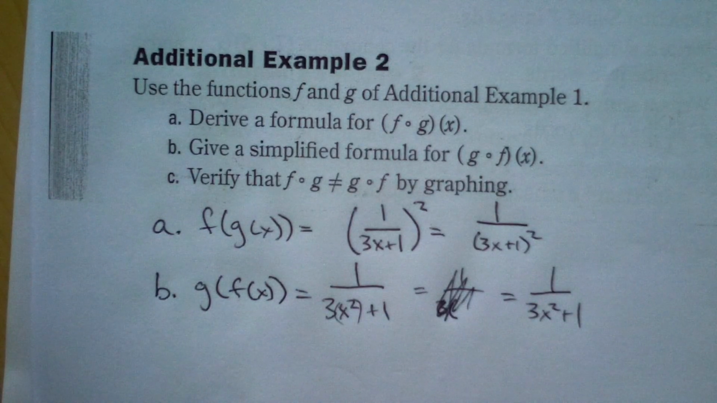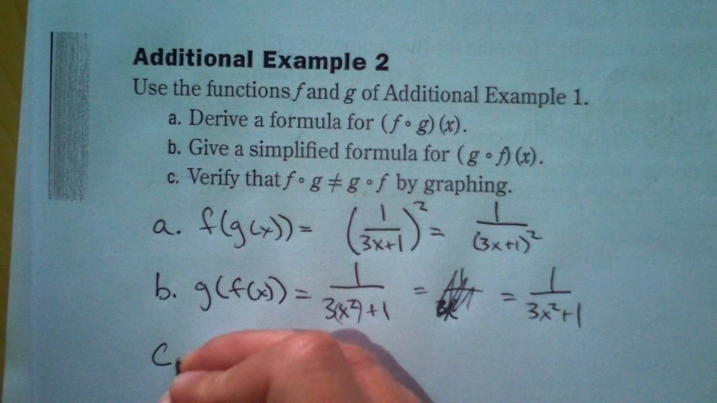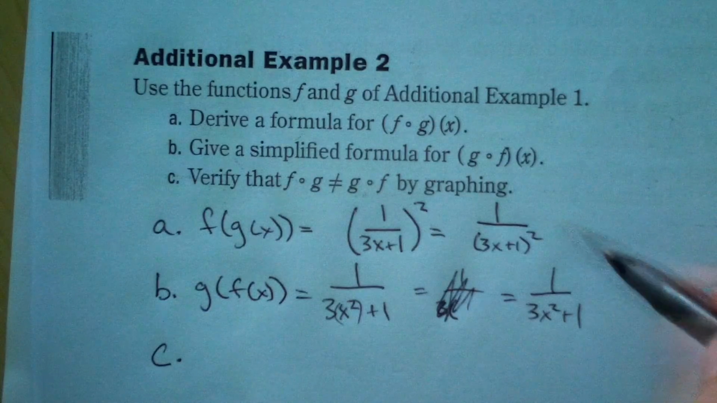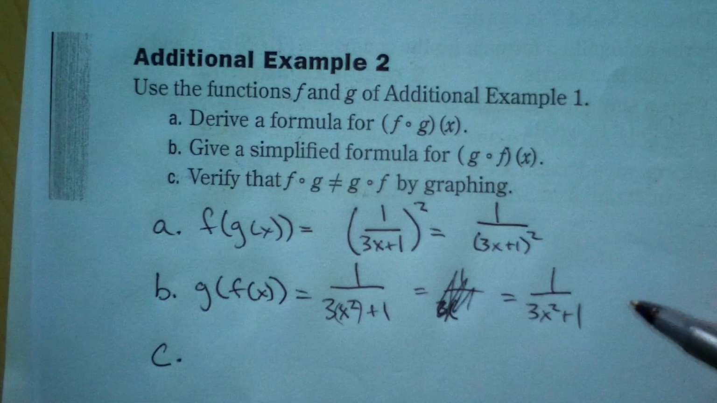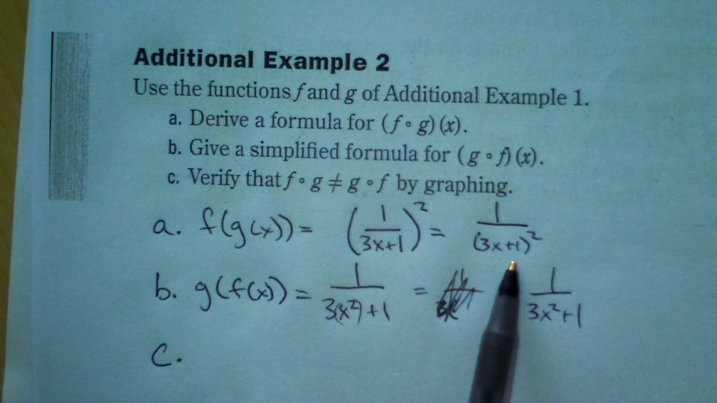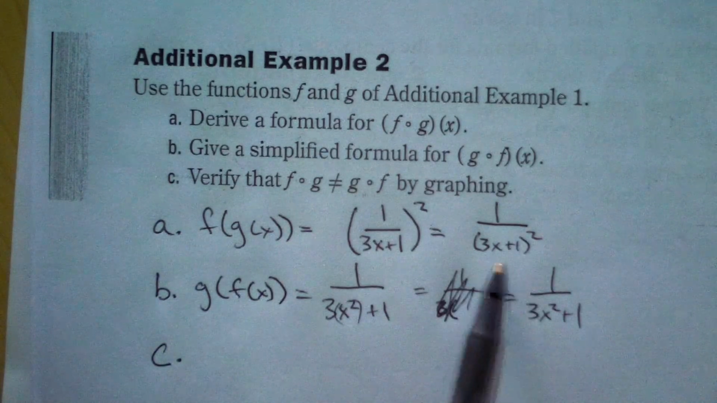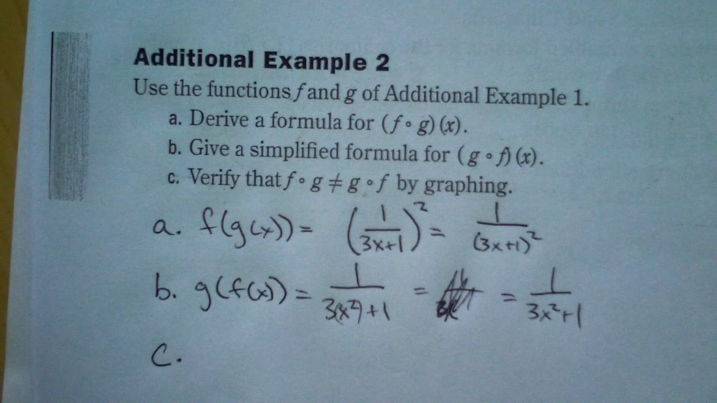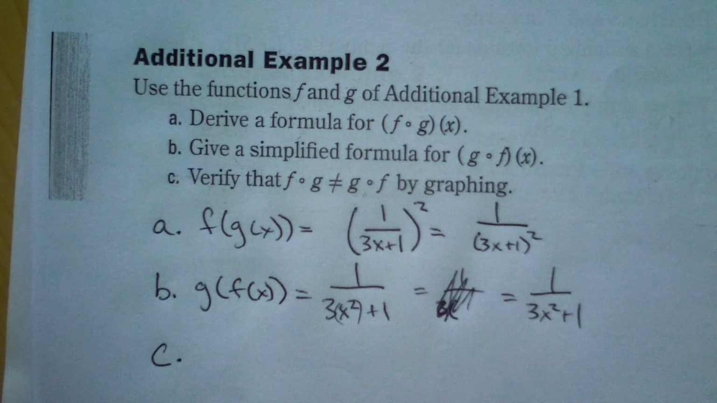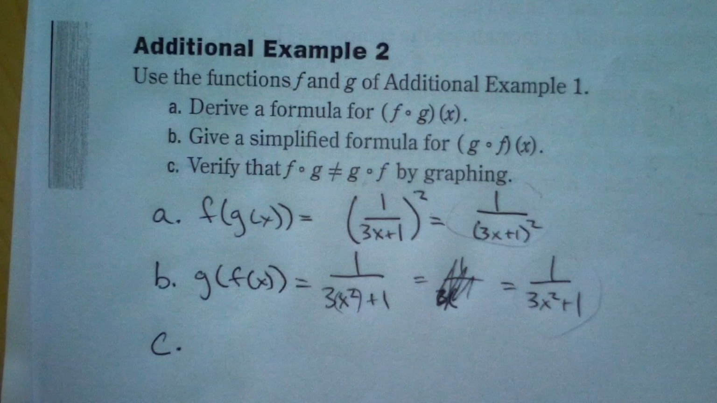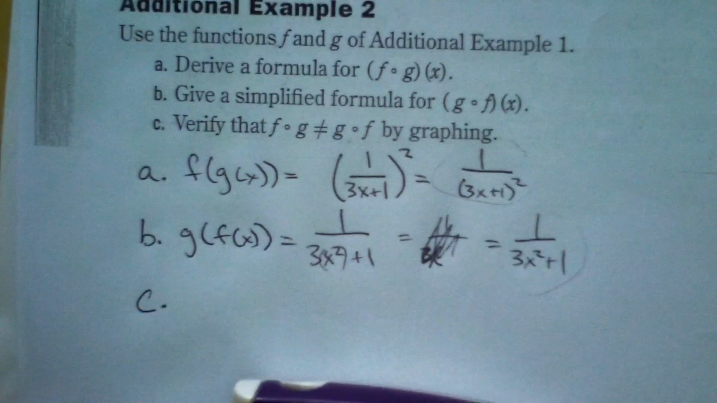And that was the first one, so that was f of g of x. And then I just type in the second one, which is 1 divided by 3x to the power of 2 plus 1. Graph that one. And you should get something that looks different.